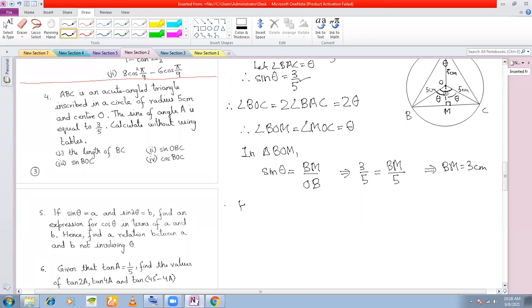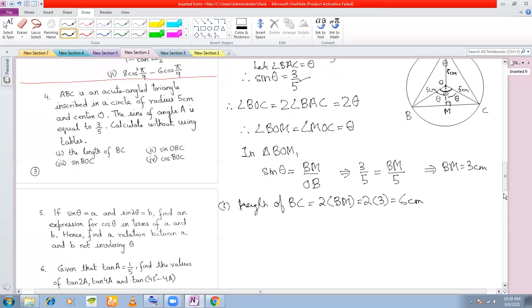Hence, this answers your question number 1. Length of BC is twice of BM, which is equal to 2 into 3. 6 centimeters is the length of BC. That answers the first question.